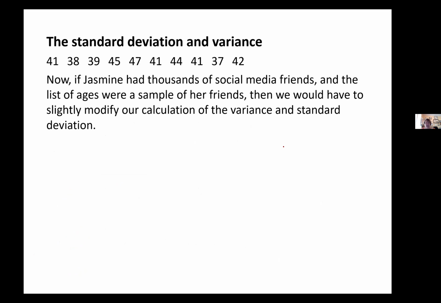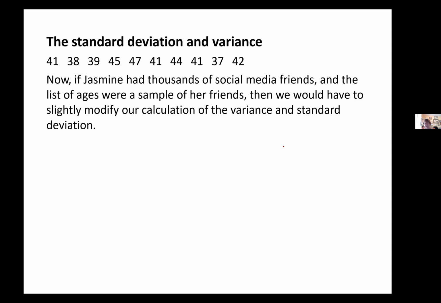All right, so let's see if we can calculate a standard deviation and a variance. So here is Jasmine's friends again. If she has thousands of social media friends, which is very possible with all the different social media platforms anymore, Twitter, TikTok, Facebook, Instagram, you could easily, just being a normal human being, have thousands of followers. And the list of ages were a sample of her friends. We would have to slightly modify our calculation of the variance and standard deviation.